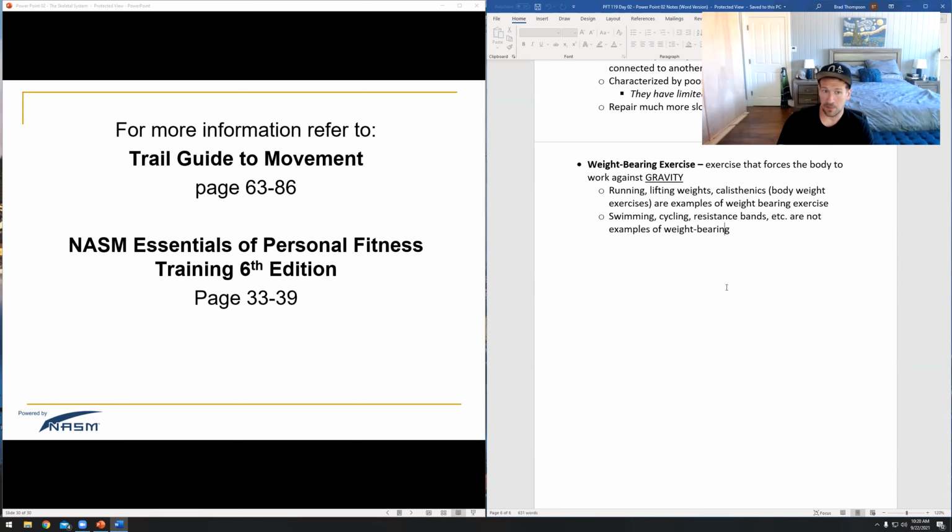So again, these are actually going to be kind of the same pages, but 63 to 86 in the trail guide for some cool pictures. 33 through 39 are the pages I actually want you to read. They have some really good info on basically all the bones we talked about. That's going to be chapter 2. This just picks up right where you left off yesterday. After reading the nervous system stuff, you're going to go straight into the bones, and then we'll get into muscles tomorrow.